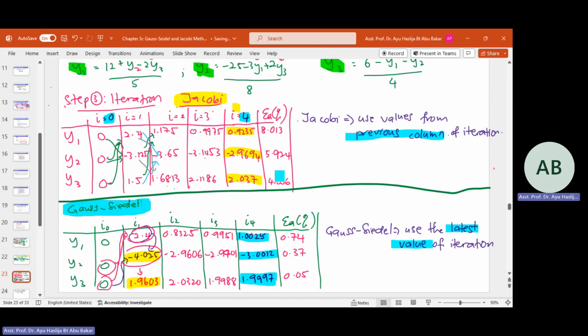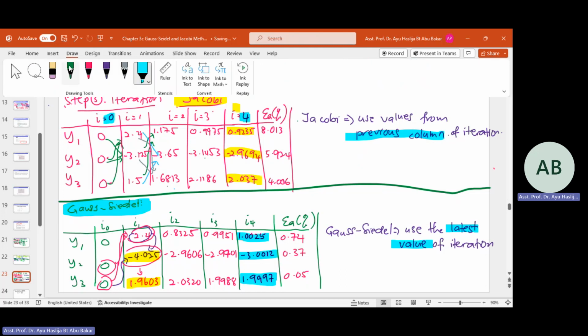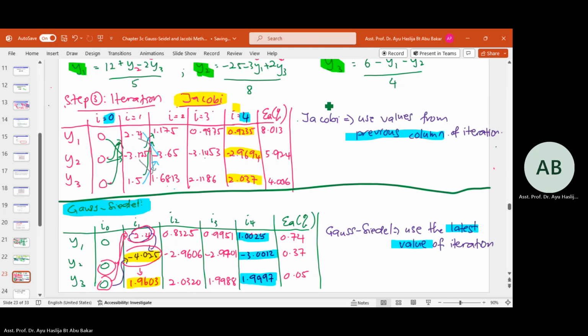From the Jacobi and Gauss-Seidel results, what can you conclude? Which one is more towards the true value? Do you still remember the true value? What was the true value last time? From the matrix, the true value, the one that you calculate with the calculator.